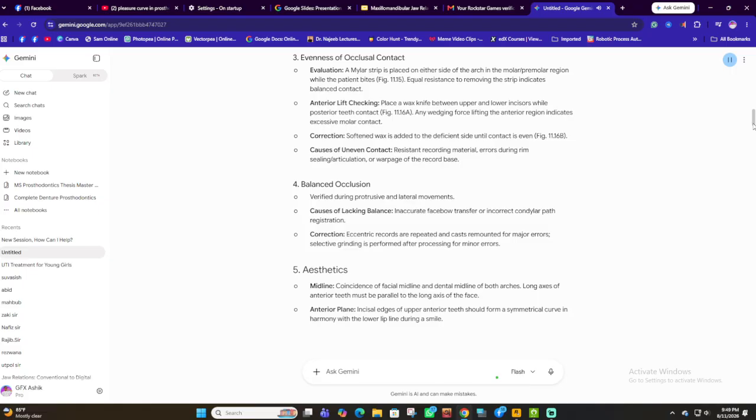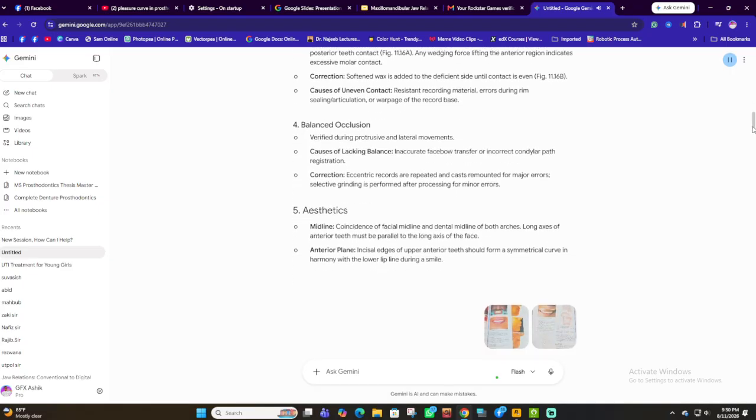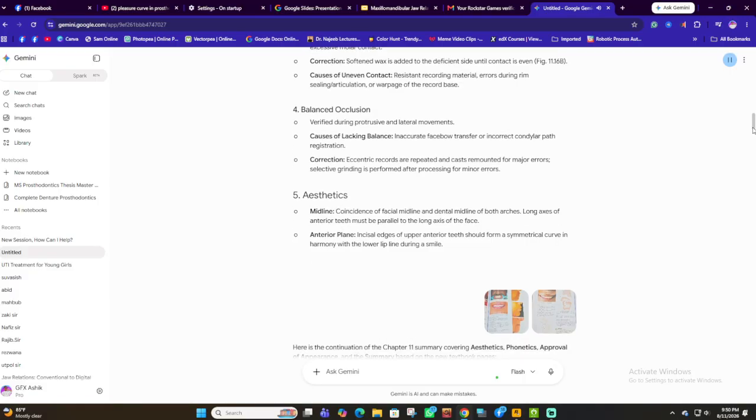9. Aesthetics. Midline. Coincidence of facial midline and dental midline of both arches. Long axes of anterior teeth must be parallel to the long axis of the face. Anterior plane. Incisal edges of upper anterior teeth should form a symmetrical curve in harmony with the lower lip line during a smile.